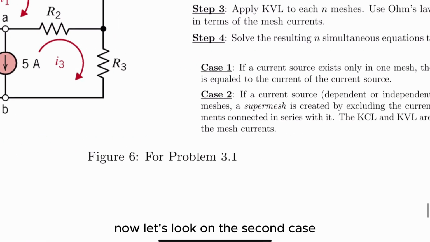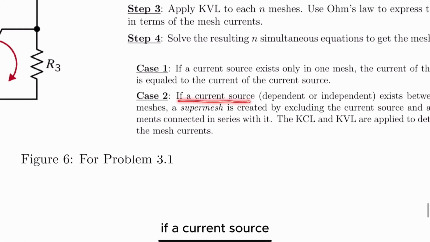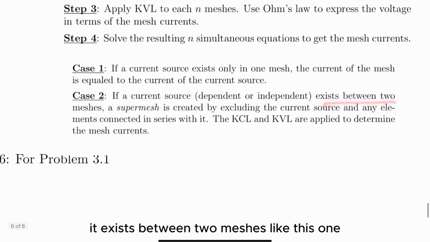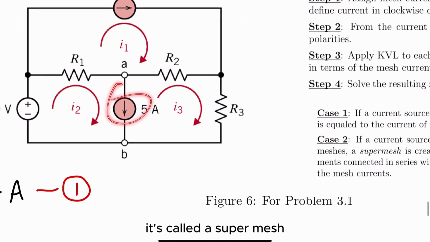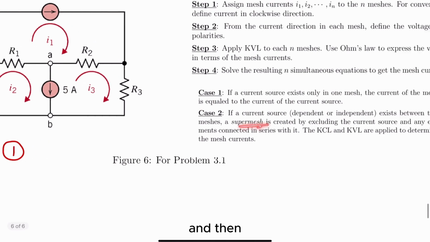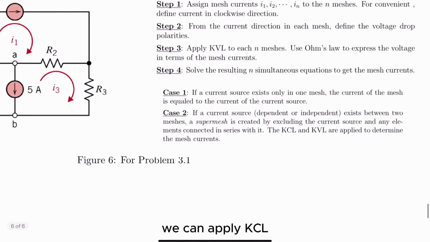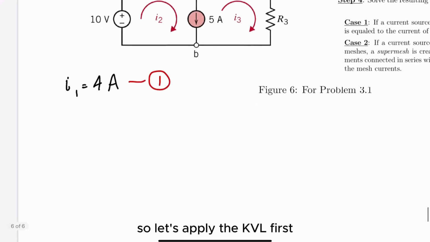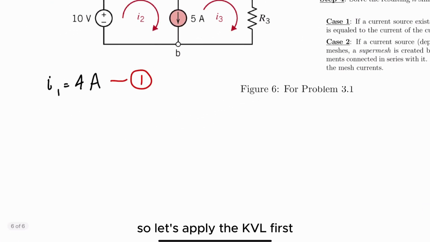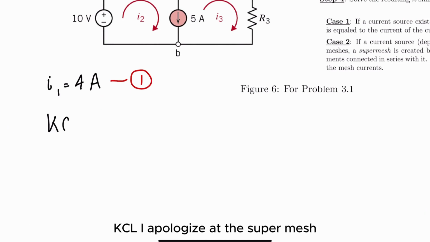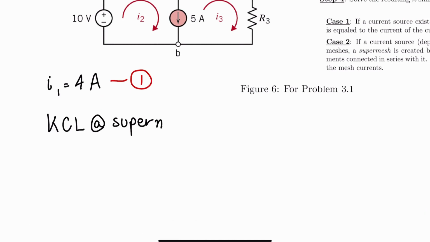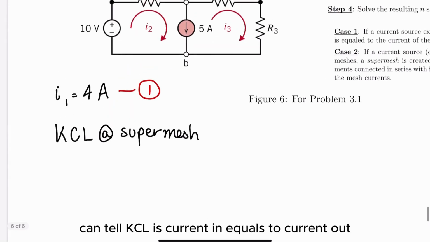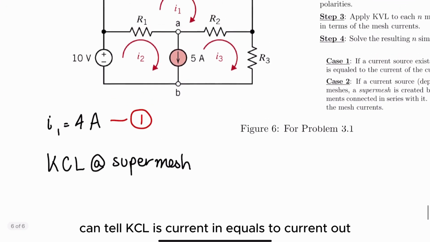Now let's look at the second case. If a current source exists between two meshes, like this one, it's called a super mesh, and then we can apply KCL and KVL to determine the mesh currents. So let's apply the KCL first, I apologize, at the super mesh. As you can tell, KCL is current in equals current out.